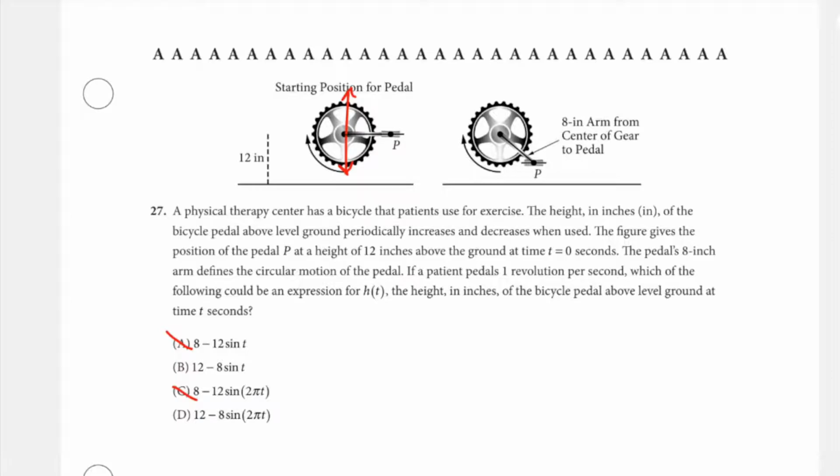Now the difference is just the period, because it's either sine t or sine of 2 pi t. A patient pedals 1 revolution per second. What I remember from when I taught the course is that period is equal to 2 pi over b, where b is that multiplier against t. 1 revolution per second is 1 second per revolution, and remember, period is how long it takes to do 1 cycle. So 1 equals 2 pi over b, multiply both sides by b, and I see b as 2 pi. So that's going to mean D.